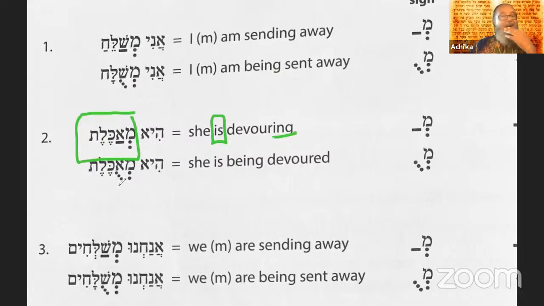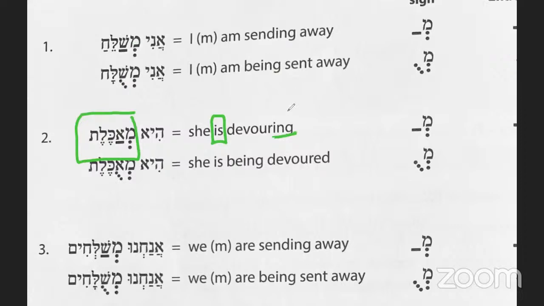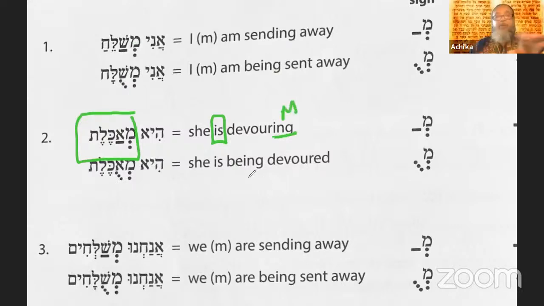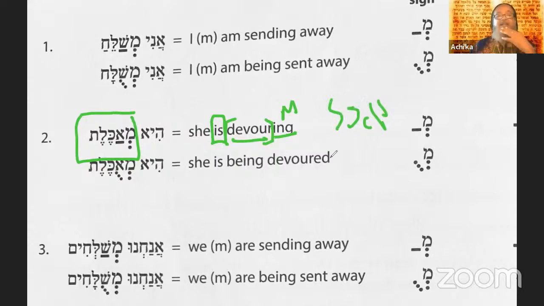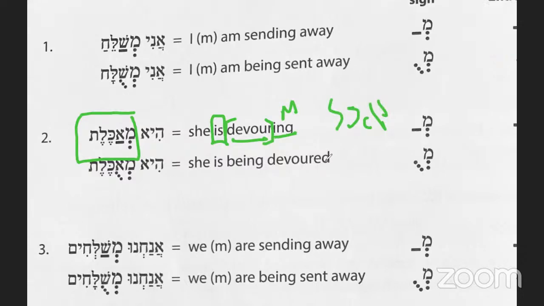What letter? The mem. Thank you. You see how we're breaking it down? So what is the 3-letter root for devour? Akal. Thank you. Perfect. Okay. Is it active or passive? Active. Thank you. It's active.